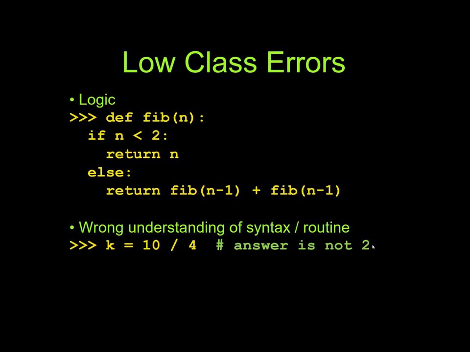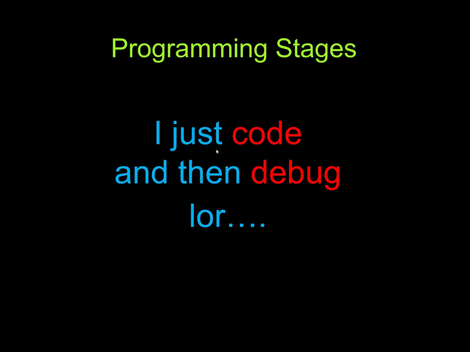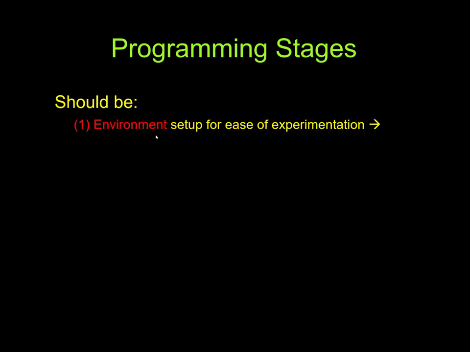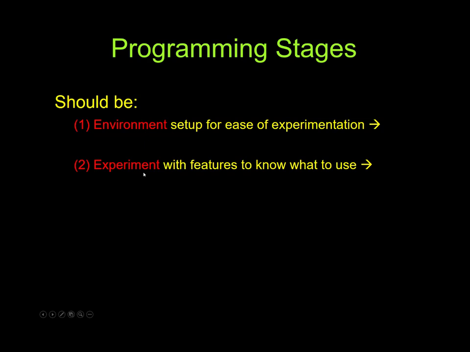We move on to more proper stuff. In doing programming properly, it should not be that I just code and debug and repeat this cycle. It should be that you have a proper environment set up for ease of experimentation. A simple tip is to set up a good font size and color for your text to make it comfortable to your eyes. Because we are new to Python, we may need to experiment with features first to know what are possibly useful to our problems on hand.